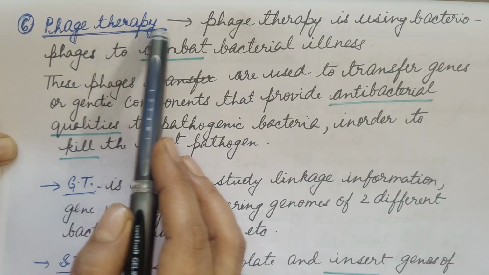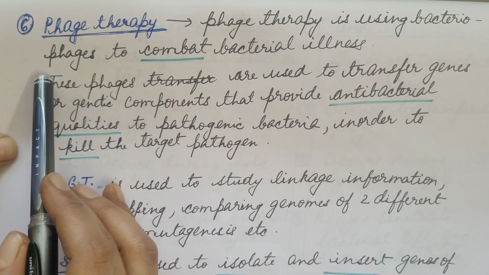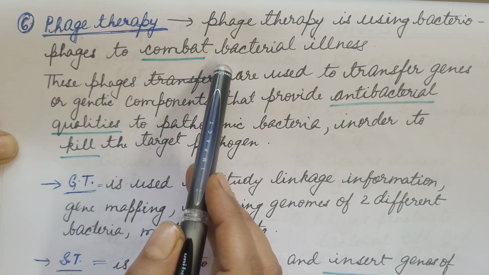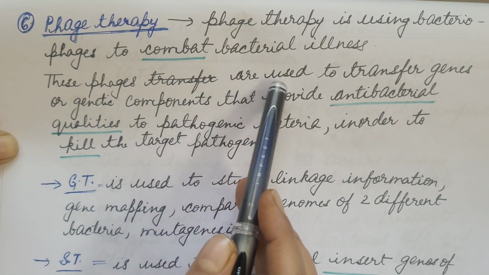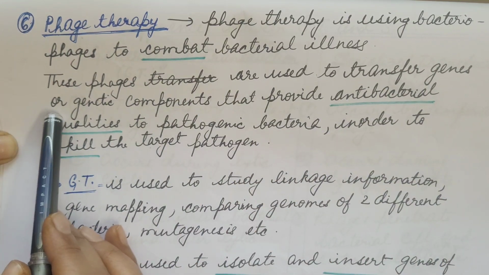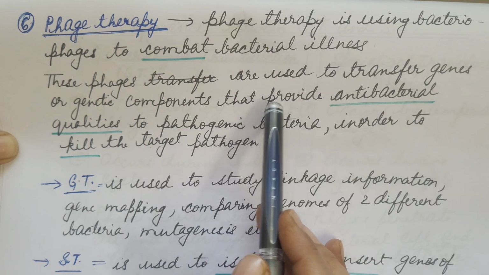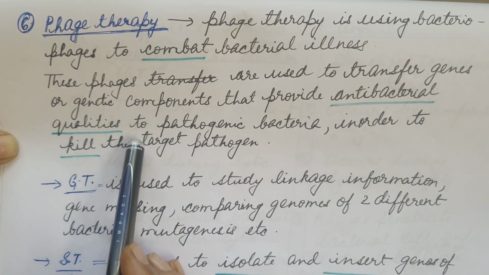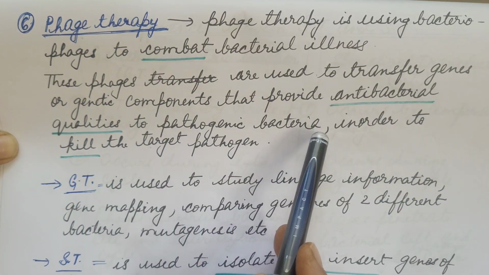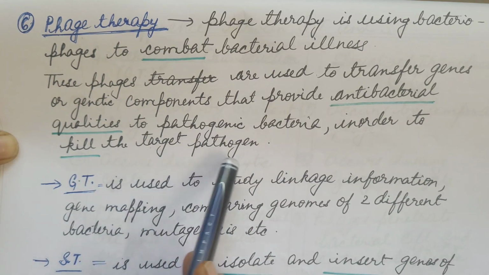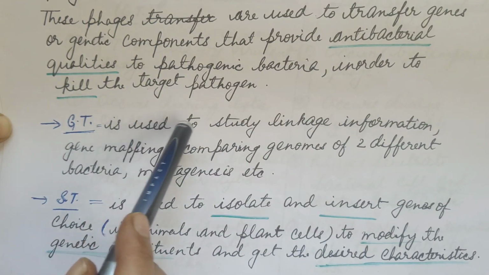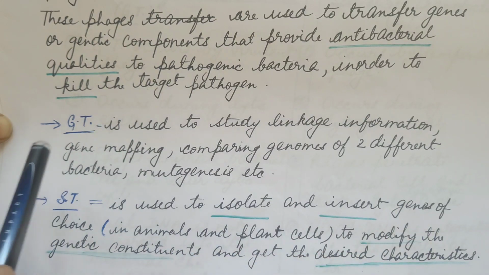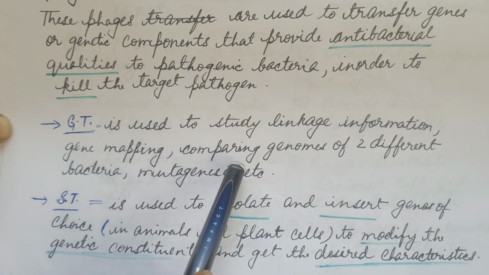Sixth is phage therapy. Phage therapy is using bacteriophages to combat bacterial illness. These phages are used to transfer genes or genetic components that provide antibacterial qualities to pathogenic bacteria in order to kill the target pathogen.